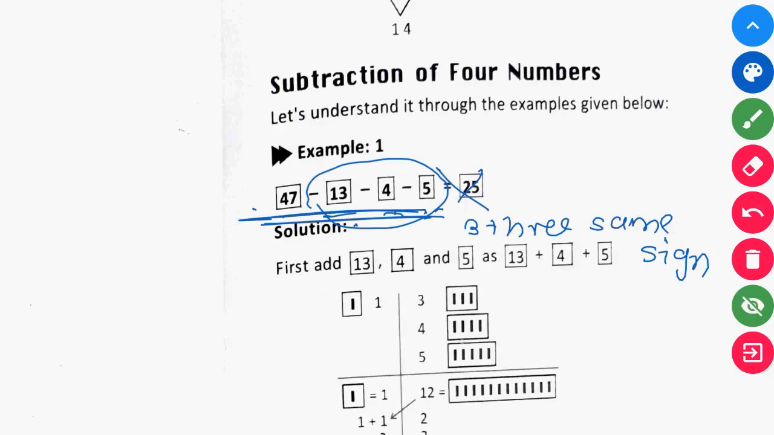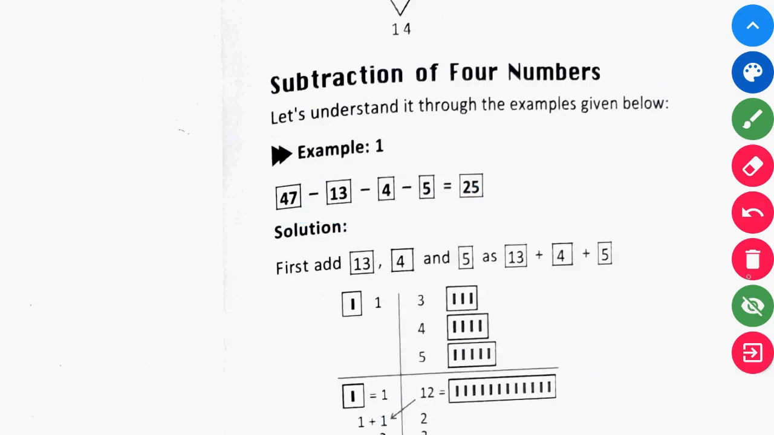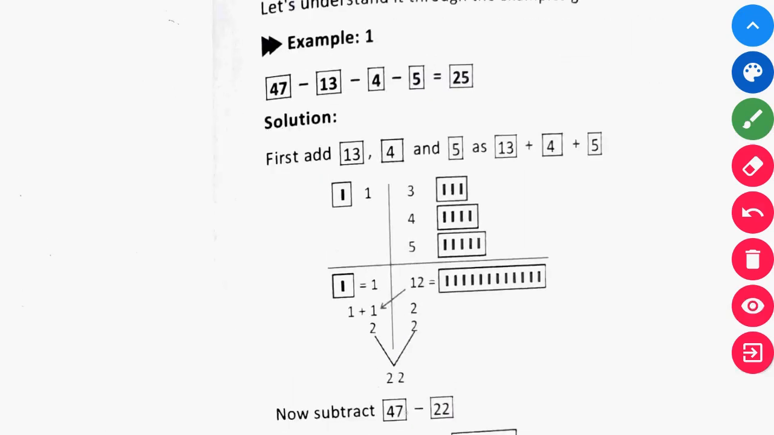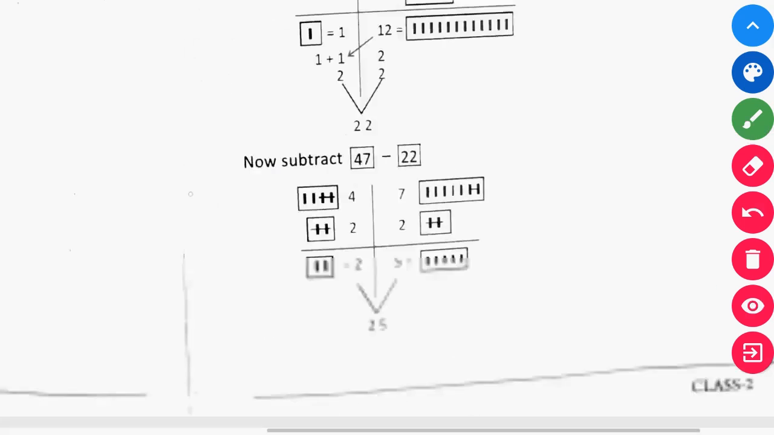Draw the bar lines for them. Add it. If we got a two-digit number at the unit place, carry forward the tens position number and then add into the given tens position number and you will get the answer. So we will get the answer as a 22 by solving this problem. Now we will subtract this 22 from the 47 to get the answer as a 25.